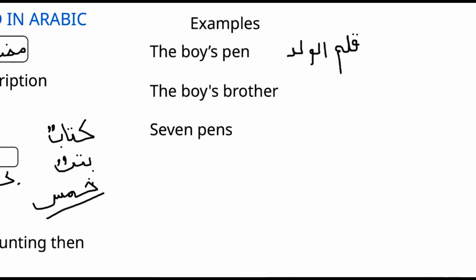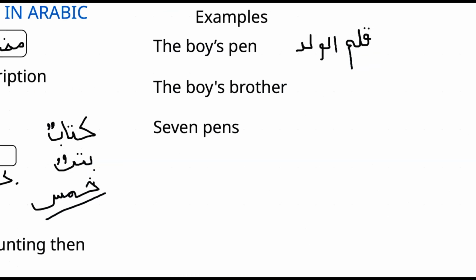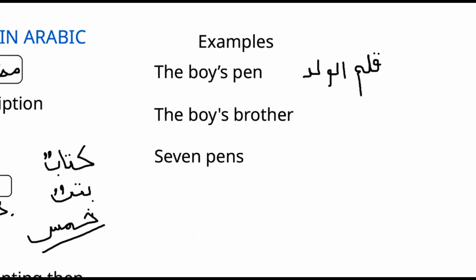So first of all, the first rule is that the mudhaf doesn't have alif or lam. The mudhaf is qalam, and it doesn't have alif or lam, so we are okay with that. Secondly, we said it is always singular. In this case, it is qalam in the singular, we didn't say aqlam, which is the plural. So it's still qalam in the singular. So no alif or lam, that's one rule. Another rule is it must be singular.